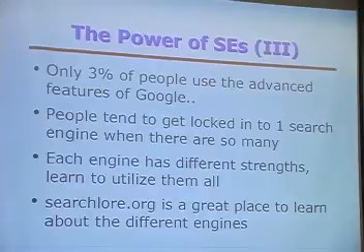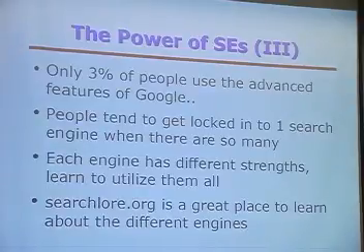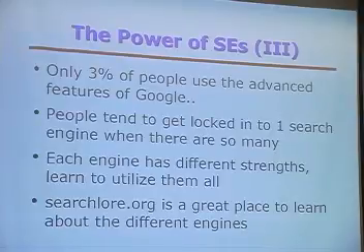The stat there is that only 3% of people use the advanced features in Google. From the front page is an advanced search, which allows you to search by date range, and there are also explanations of all the operands and characters that you can use to refine your searches. As I said, people tend to get locked into one engine. They get used to Google, they like Google, so they just use Google exclusively. Each engine has different strengths and weaknesses, so it's important to learn to utilize all of them. As I said, searchlaw.org is a very good place. If you're interested in seeing what each of the engines is capable of, and all the advanced techniques you can use, this is a good website to look at.